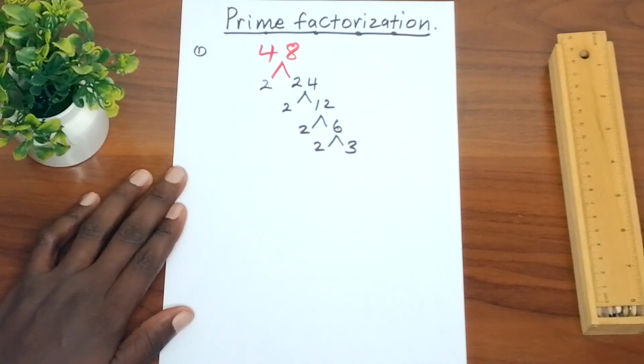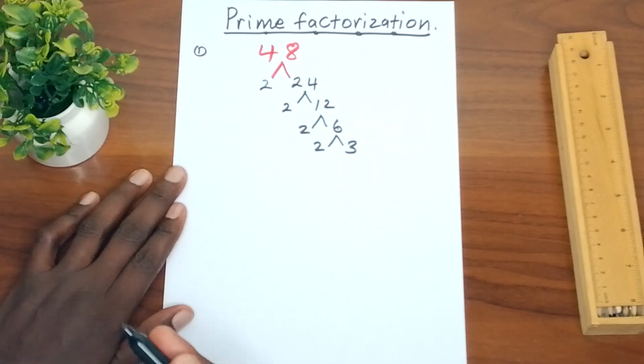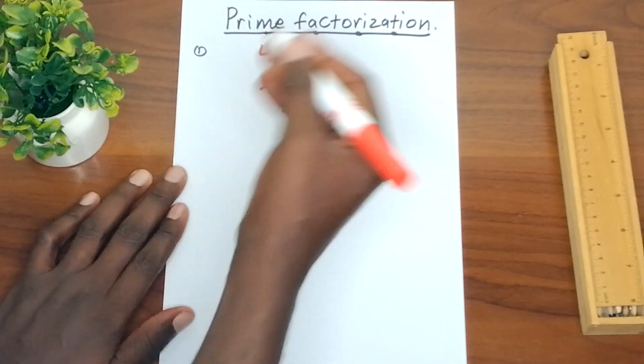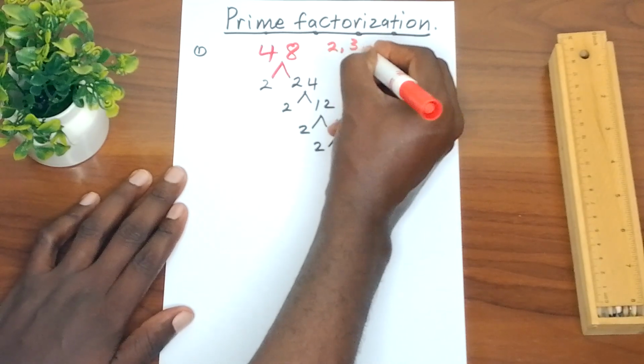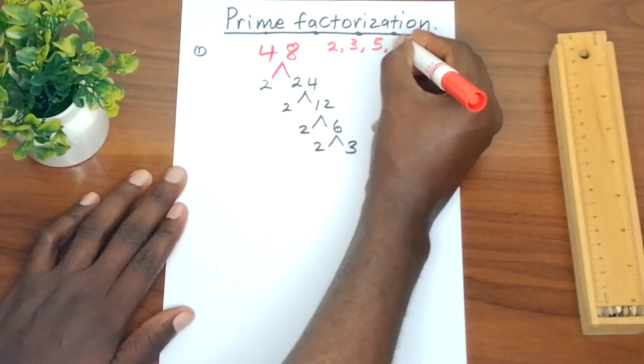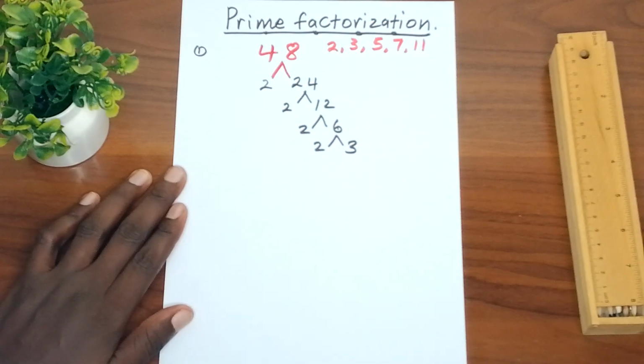We can also see a list of the first 5 prime numbers so that they can help us in prime factorizing. The first prime number is 2, followed by 3, followed by 5, followed by 7, followed by 11. Those are the first 5 prime numbers. Why are they prime numbers? A prime number is a number that has only 2 factors, the number 1 and the number itself. So those are the numbers we use while prime factorizing.